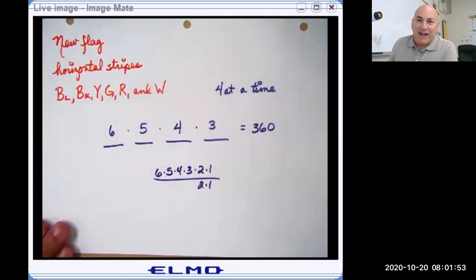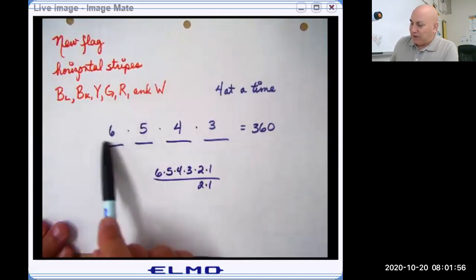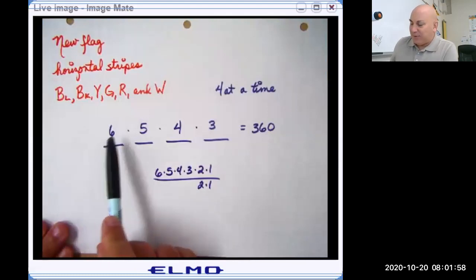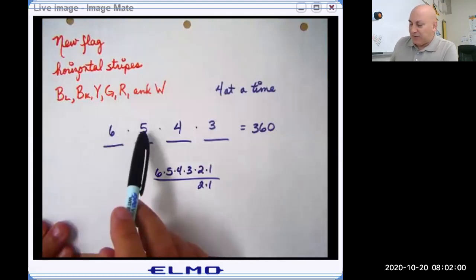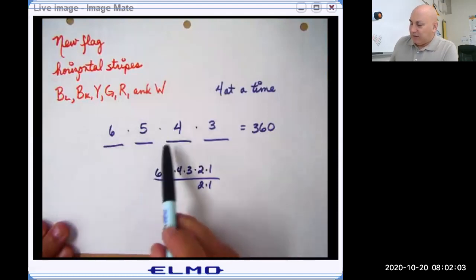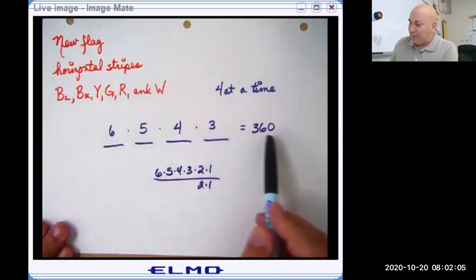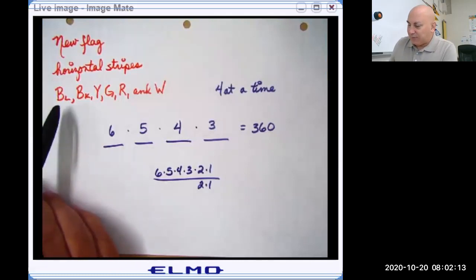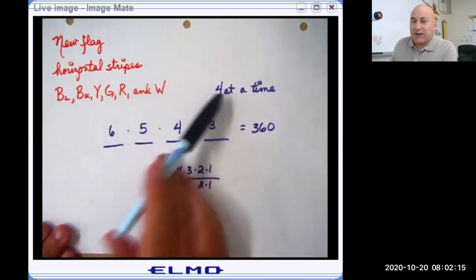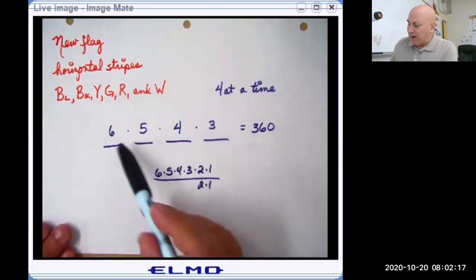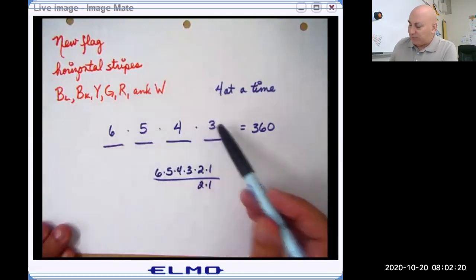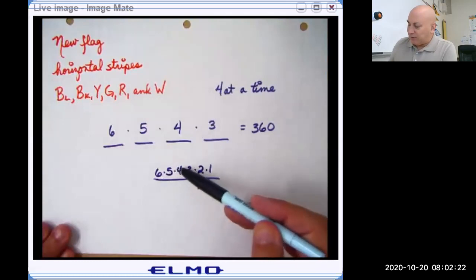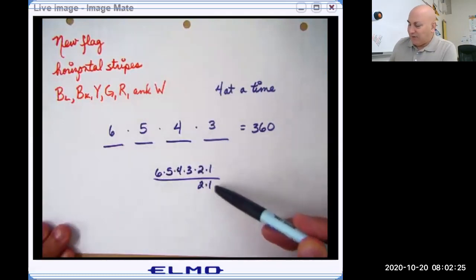Well, obviously, order matters on a flag. So you have 6 colors you can choose from for the first stripe. Once you've chosen it, there are only 5 left for the second. And here's the third stripe. Here's the fourth stripe. There are 360 different flags you could make of horizontal stripes with these 6 colors taken 4 at a time. And I'm going to write 6 times 5 times 4 times 3 as 6 times 5 times 4 times 3 times 2 times 1 divided by 2 times 1.